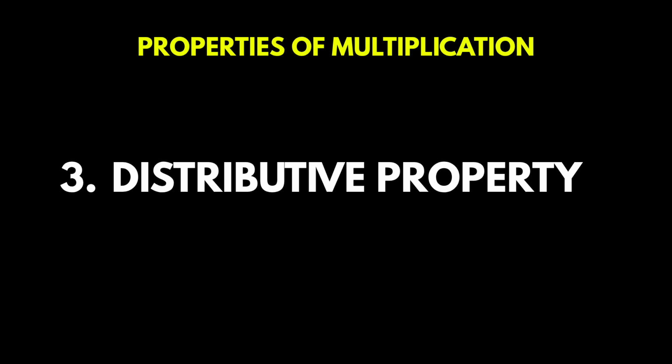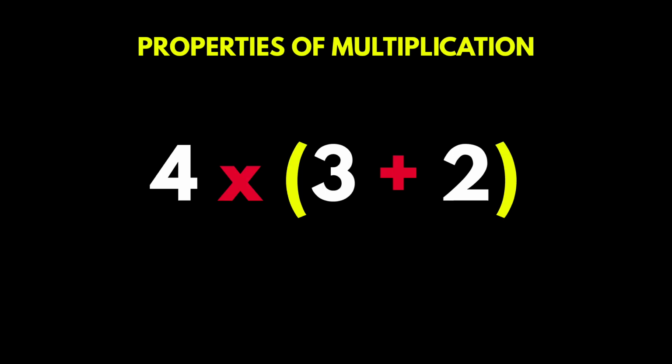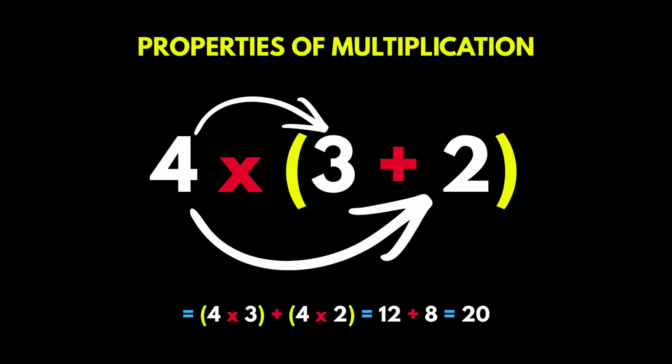Property 3, the distributive property. This one is the most important for algebra, so pay close attention. When you multiply a number by a group in parentheses, you multiply that number by each term inside the parentheses separately, and then add the results. 4 times 3 is 12. 4 times 2 is 8. 12 plus 8 is 20. And if you just solved it directly, 4 times 5, you also get 20. Same answer, different path. You will use this property every single day in algebra. Whenever you see a number outside parentheses, distribute it in.